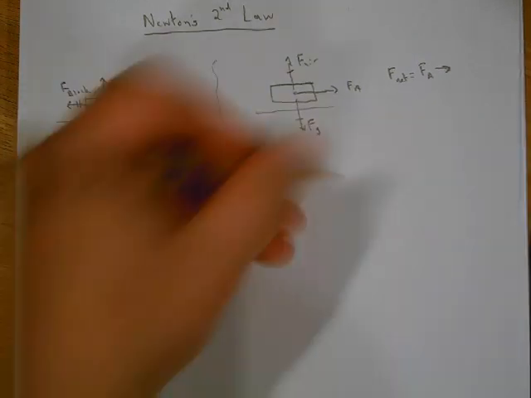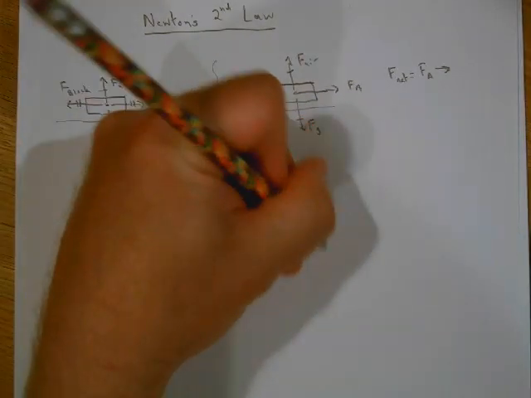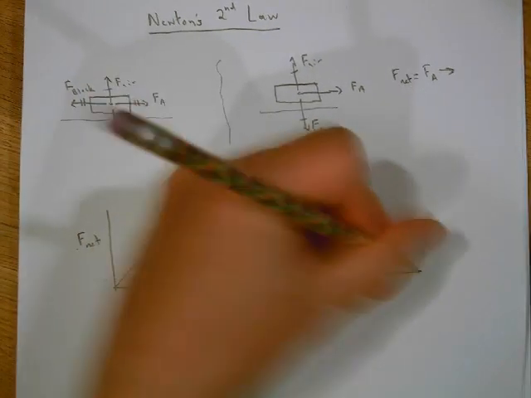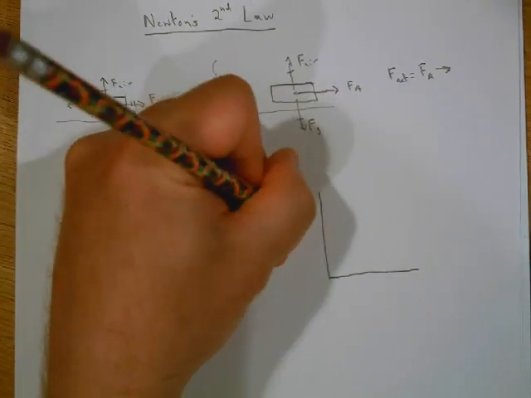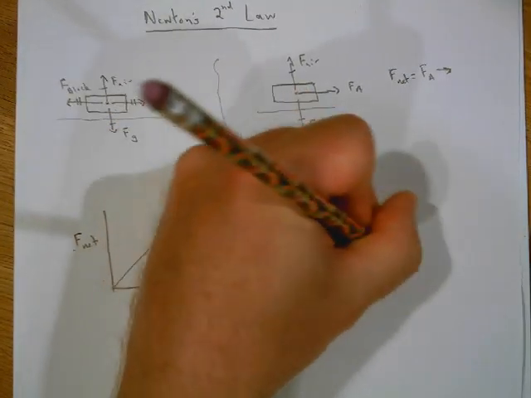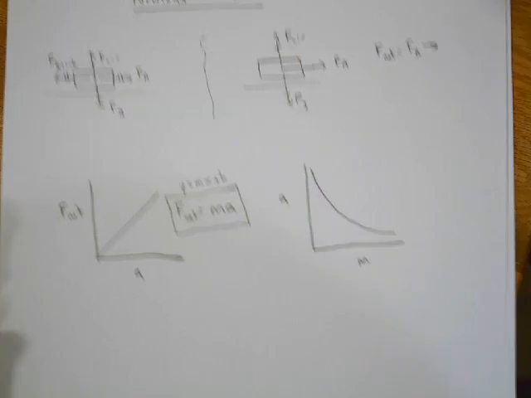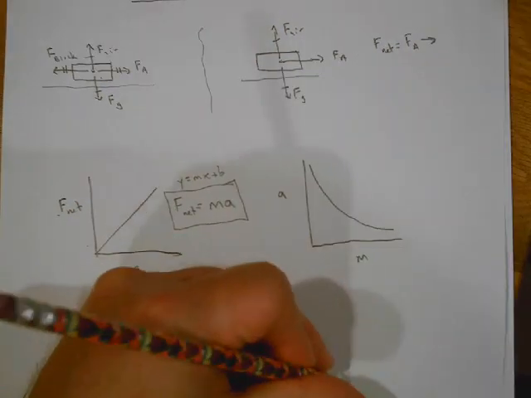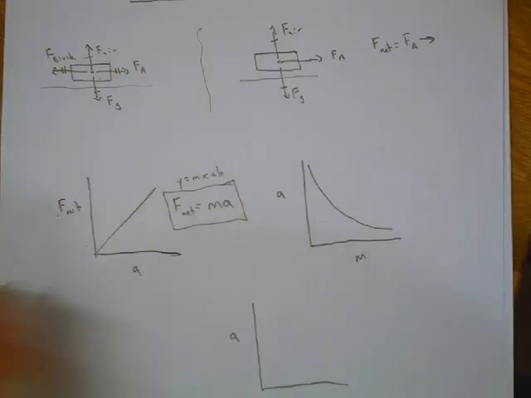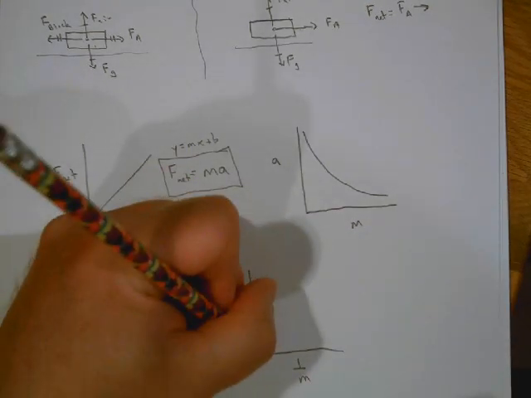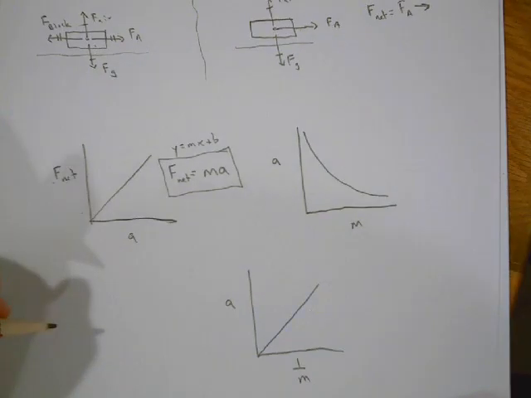And then you were supposed to do another experiment where you kept the net force constant, and you graphed a and m, and this came out to be an inverse relationship. So then you had to linearize it. And when you linearized it, you had to put a here and 1 over m here. And it came out to be a line.